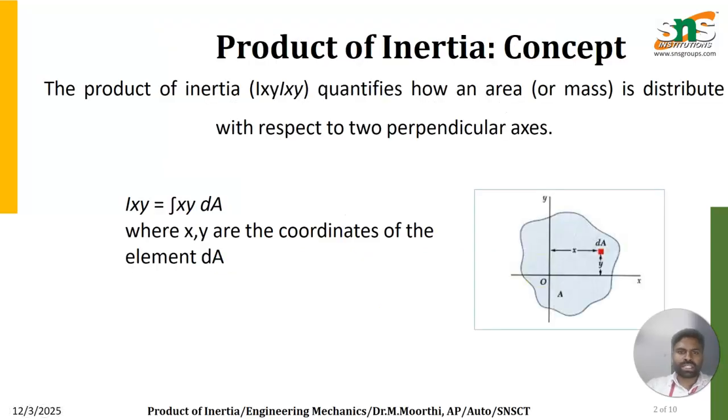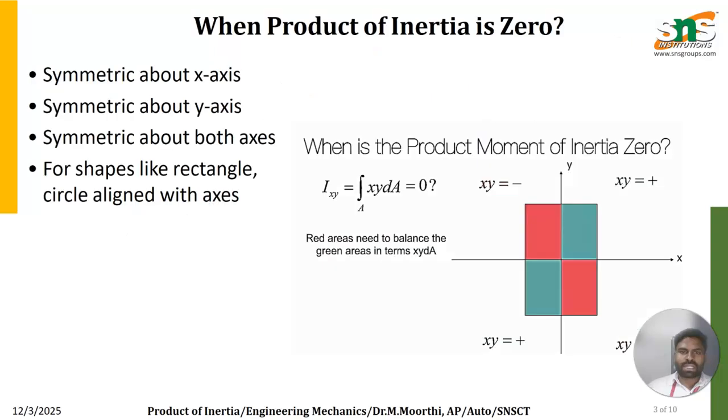So the product of inertia is the multiplication of the moment of inertia in the horizontal axis and the moment of inertia in the y-axis. So we can get the product of inertia. The product of inertia Ixy quantifies how an area is distributed with respect to two perpendicular axes, right? So we can get the multiplication of x and y coordinates so that we can get the product moment of inertia.